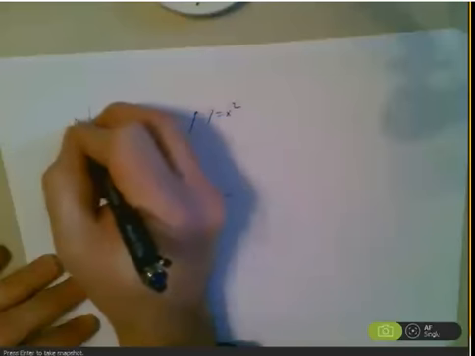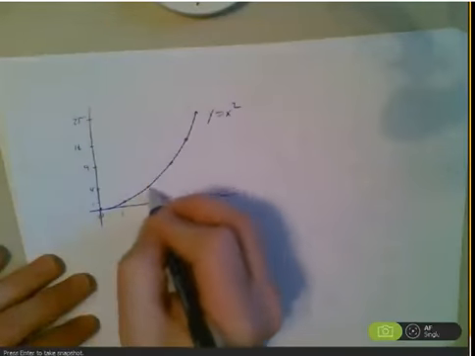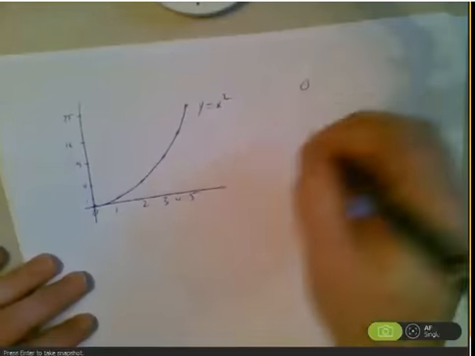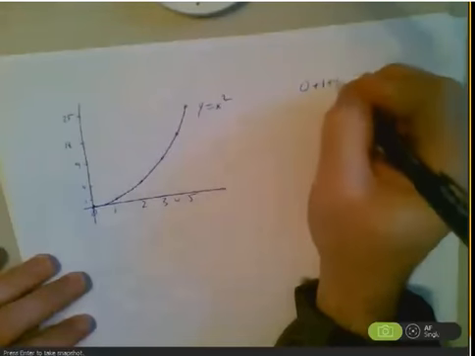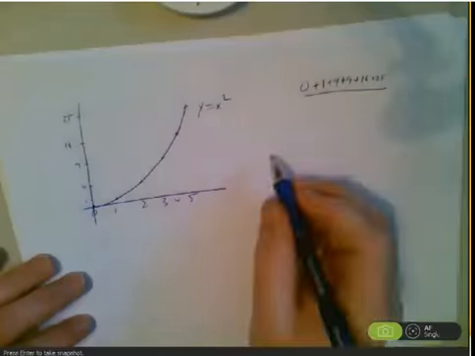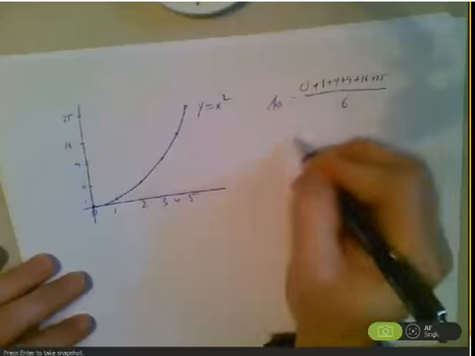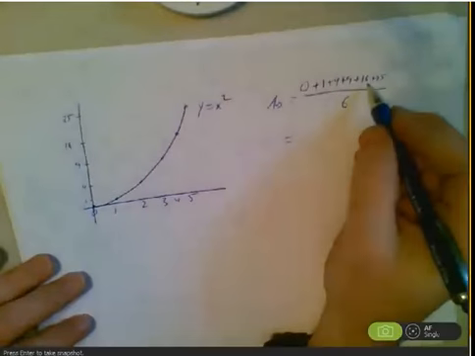If we wanted the average of just those 6 values, we just add those up and divide by 6. I'm just showing that real quick. That would represent an approximation of the average value of this function from 0 to 5 using 6 data points.